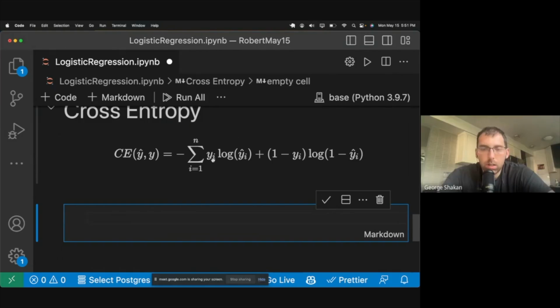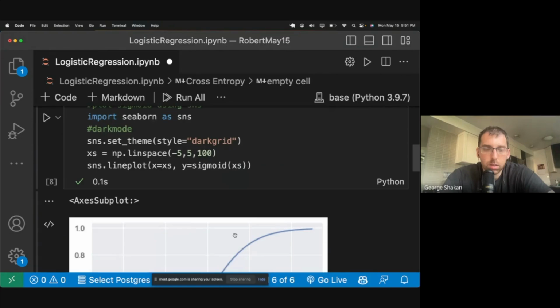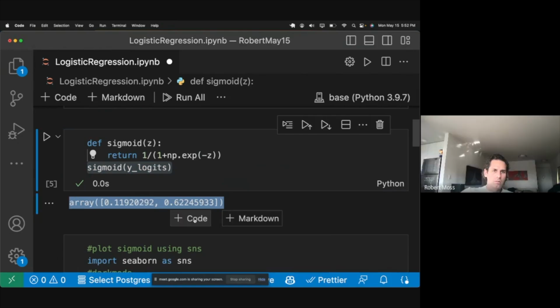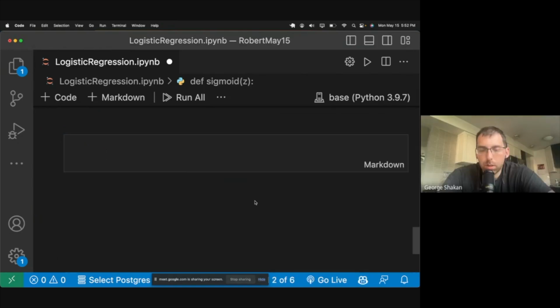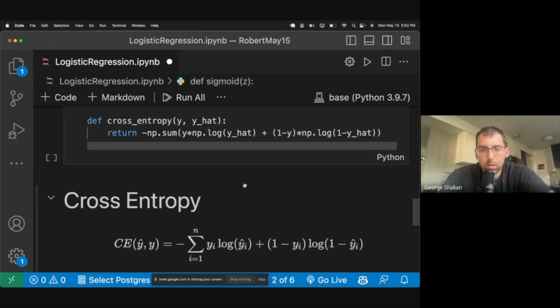So the yi hat would be this vector here. It's sigmoid of the logits, so it would just be this vector. Okay, so that's the cross entropy. Some logarithms appear. Sorry, go ahead.